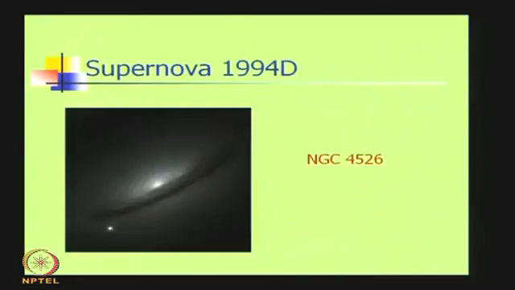Okay. So this is a supernova of type 1a. This is a picture which shows you a galaxy NGC 4526, which has a supernova. The supernova is 1994D, that is the name given to the supernova. It occurred in the year 1994, and this is a supernova of type 1a. You know it is a supernova of type 1a by looking at the spectrum.